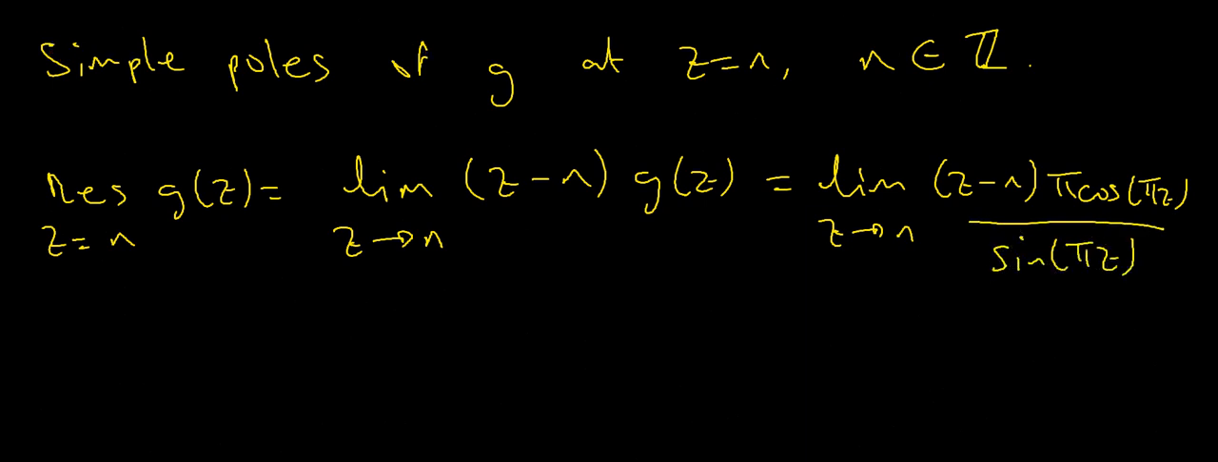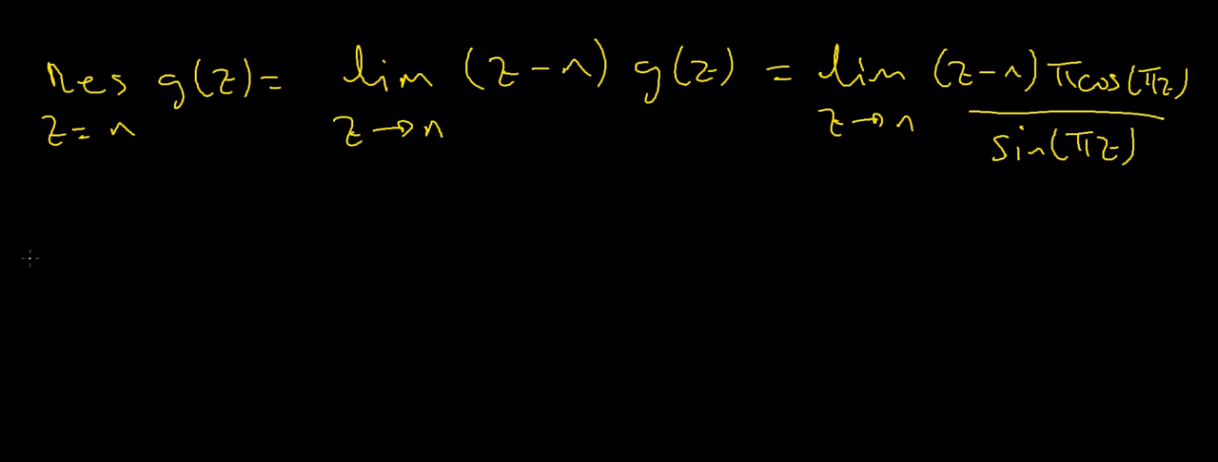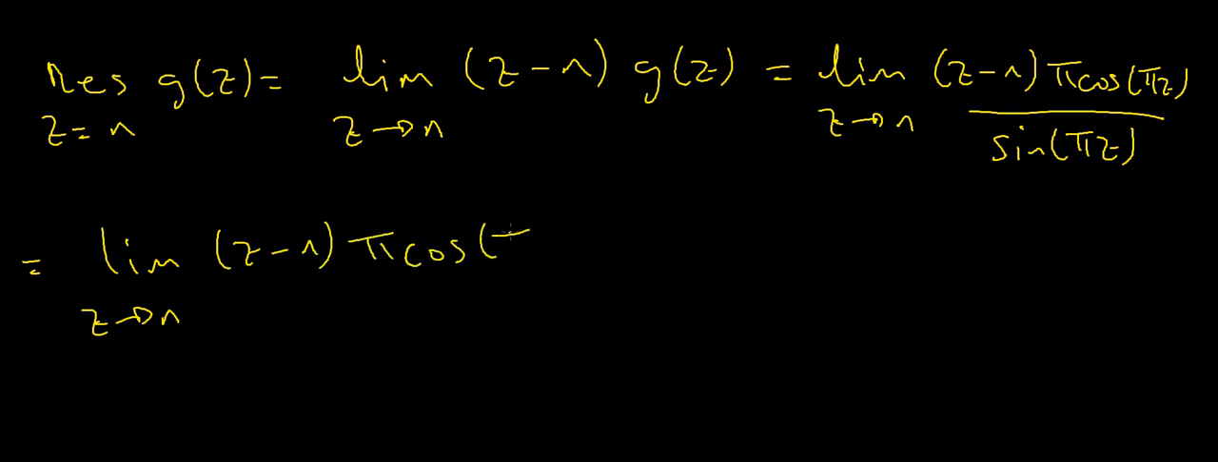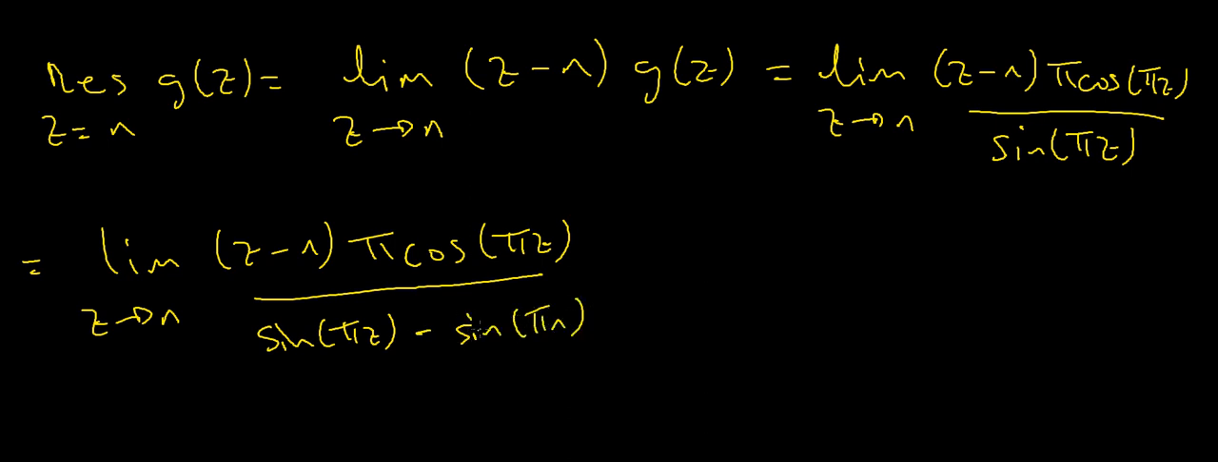This doesn't look particularly helpful at this stage, but I'm going to do some playing around with it. That's equal to the limit as z approaches n of z minus n times pi cosine pi z, all divided by sine of pi z. And I'm going to do something unusual here: I'm going to subtract sine of pi n from the denominator. I can do that because n is an integer, so this term is just equal to 0. If n equals 1, 2, or minus 1, or minus 2, or any integer, this term is just 0. So all I've done is subtract 0 from sine pi z, so I haven't changed the value of this function in any way, and I haven't affected the limit.